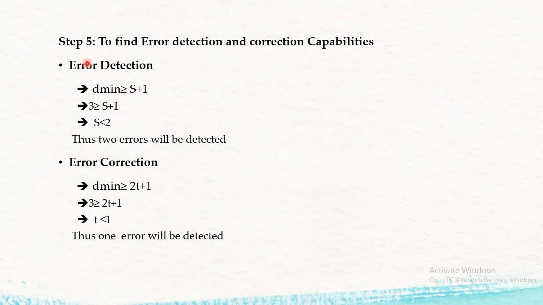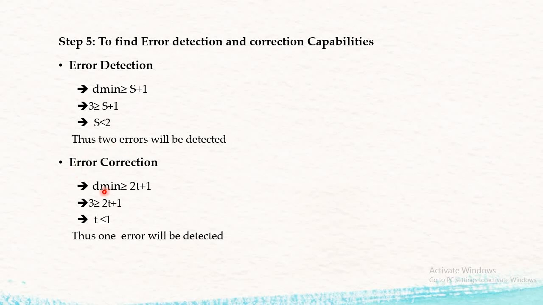Then the last step is to find out the error detection and correction capabilities. For error detection capability the formula is d minimum greater than or equal to s plus 1, where s indicates your error detection capability. So d minimum, which comes out to be 3, is greater than or equal to s plus 1. Now we put in the value and s is less than or equal to 2. So what we conclude from this is that 2 errors will be detected. For this particular code we can detect only 2 errors.